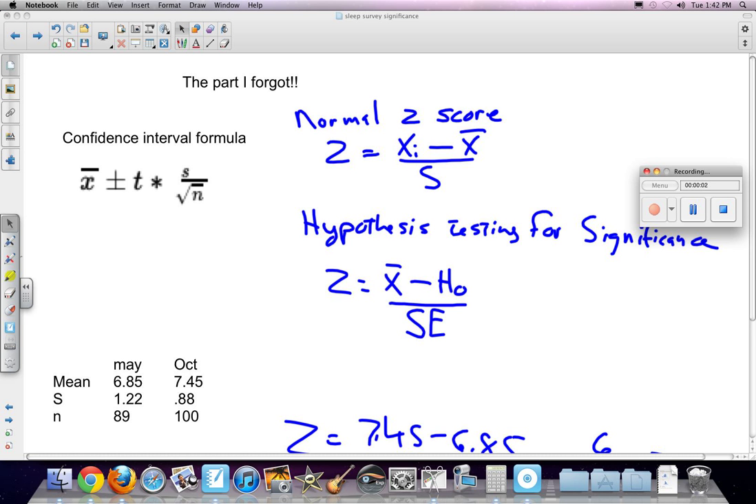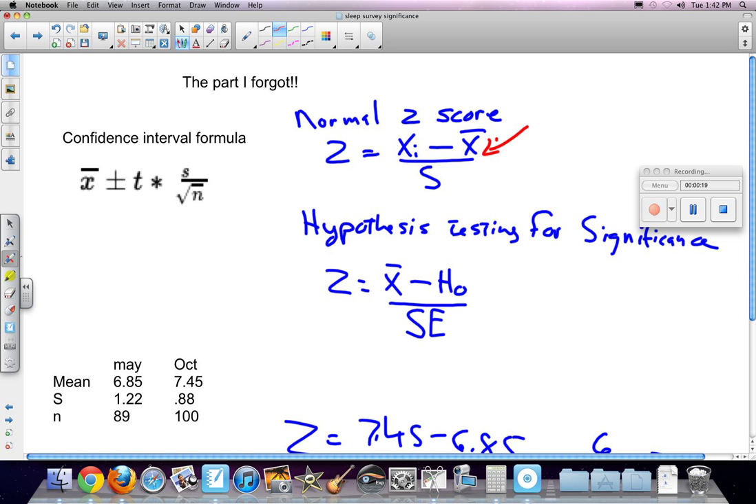So last night, or yesterday, we found that I'd forgotten part of the formula, and I went back and figured out what I forgot, and here it is. In standard deviation, in a normal z-score within a given data set, we use this formula where we have the data point and the sample mean, or the data set mean, and the standard deviation.